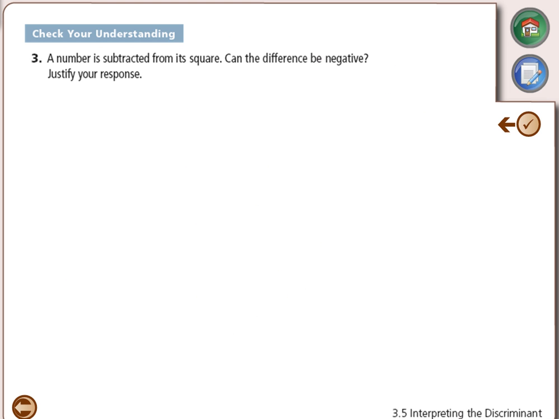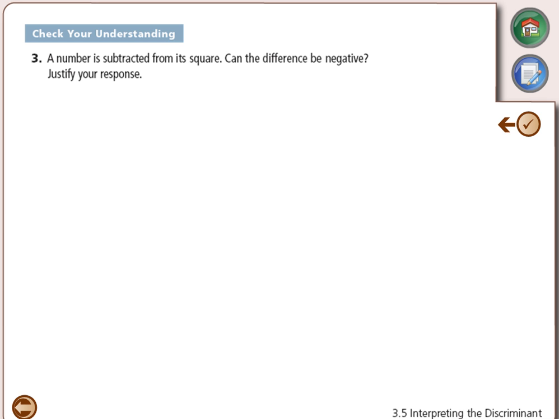Okay, so a number is subtracted from its square. Can the difference be negative? Whoa. When they ask those words, can it happen? They're really asking, what about the discriminant? Do you get real roots? That's really how they're asking this.